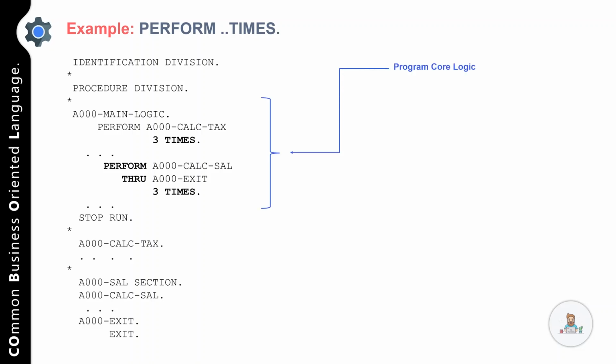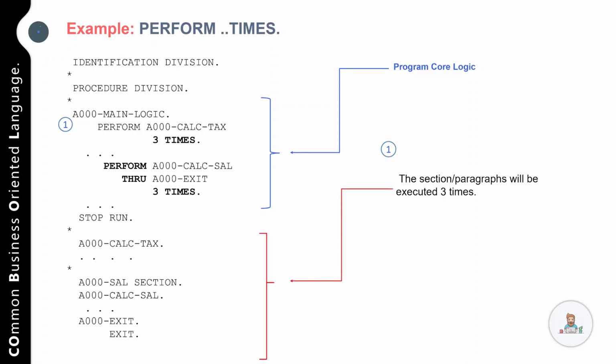In this case, we are using perform followed by a paragraph name. Thereafter, we have specified the number of times you want to execute that paragraph. So in this case, we have A000-calc-text, and the logic which is specified in this paragraph will be executed 3 times, right? And similarly, we have one more variant where we have specified perform through n times. And in this case, the entire piece of logic which is specified in A000-calc-text through A000-exit will be executed 3 times.